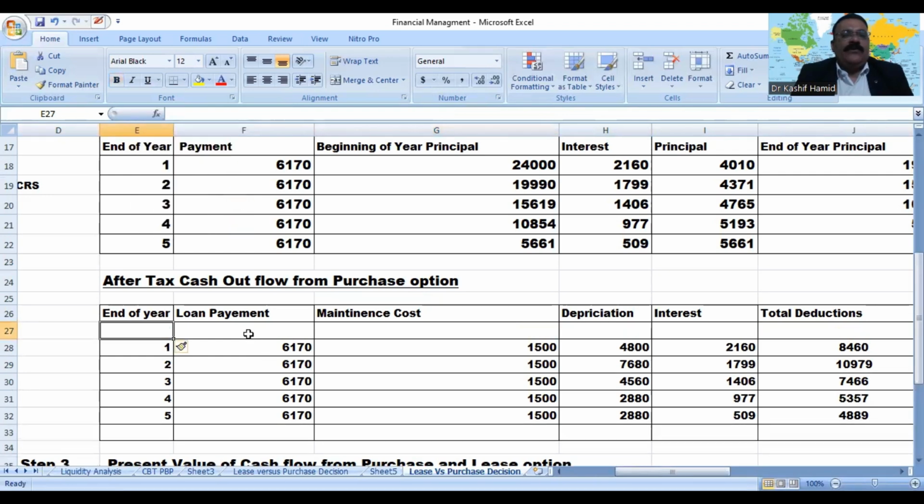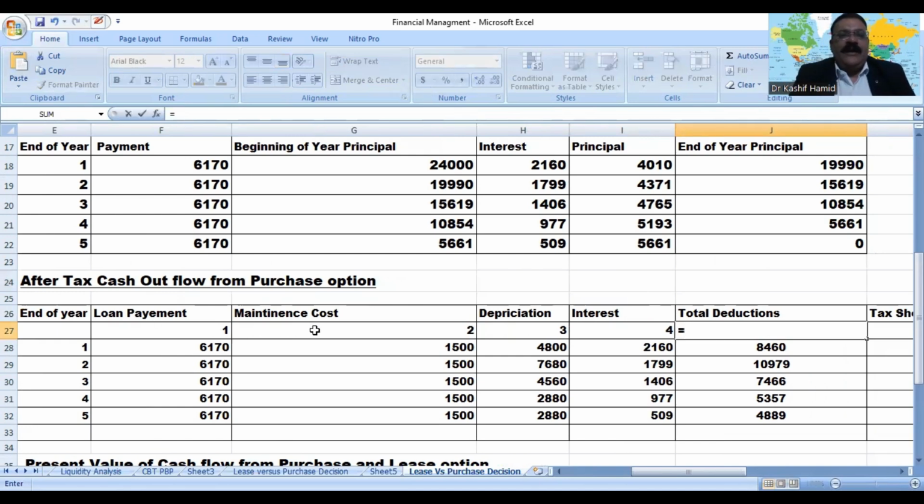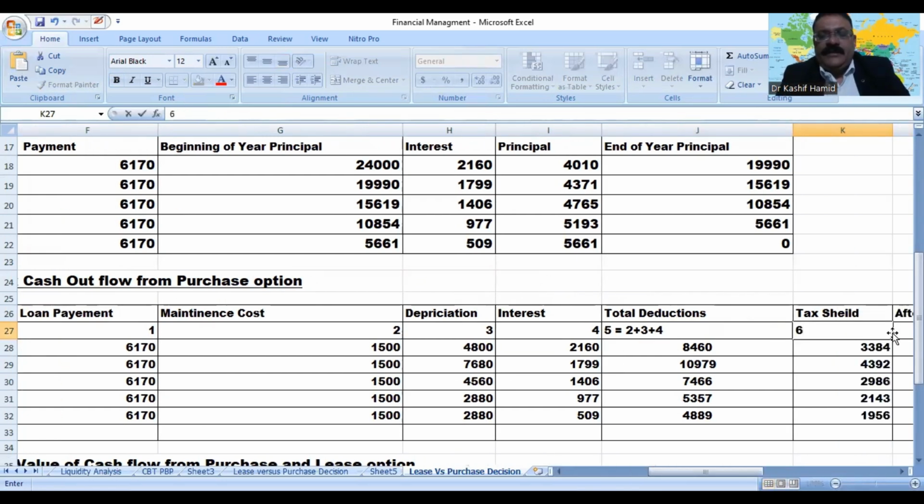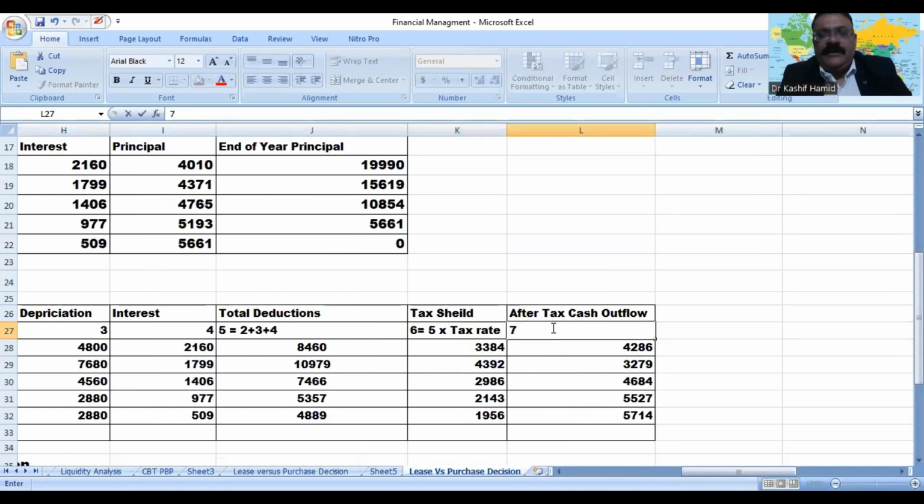That is the one column, and that is the second, that is the third, and that one is the fourth, and total deductions are equal to the fifth column, which is equal to second plus third plus fourth column, and tax shield is the sixth column, equal to fifth column multiplied by tax rate, and the last column, the seventh column, is equal to 1 plus 2 minus sixth column.